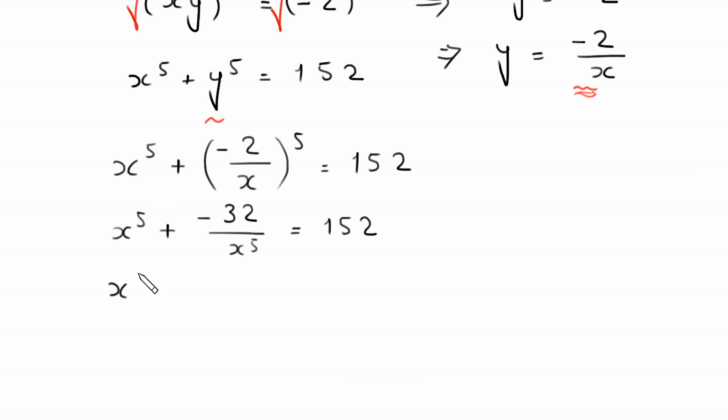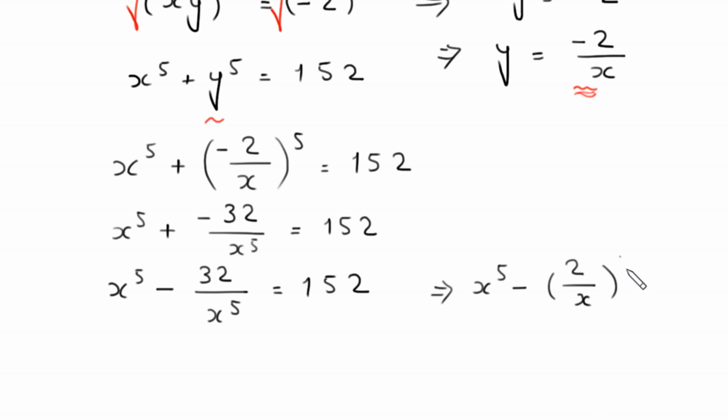Next, x to the power 5, this plus minus will become negative 32 divided by x to the power 5 is equal to 152. Now this equation can be written as (x minus 2 over x) whole to the power 5 is equal to 152. And we suppose that let x minus 2 over x is equal to m, where m is greater than 0.